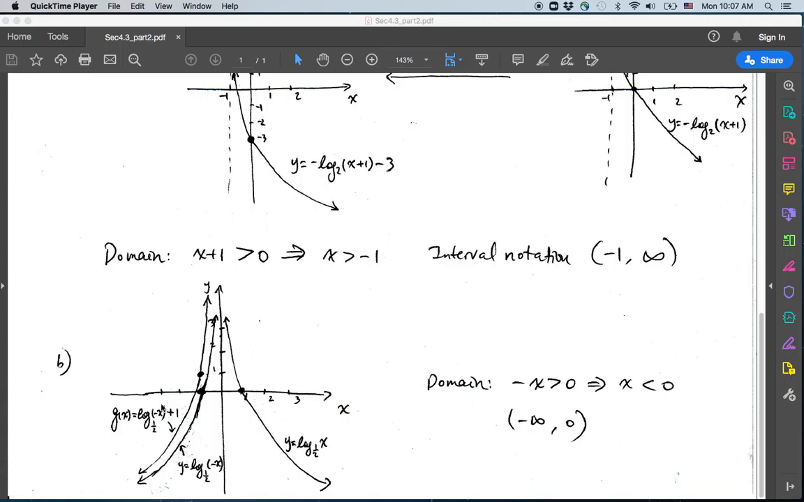The domain of this function still can be determined by requiring the argument to be positive. The argument is negative x greater than 0. This gives us x less than 0. Put in interval notation, the domain is (-∞, 0), open on both ends.